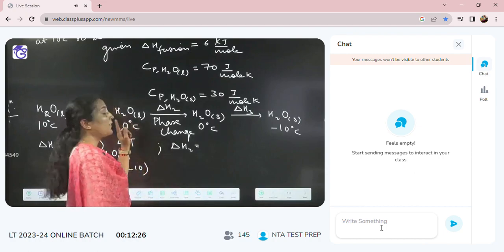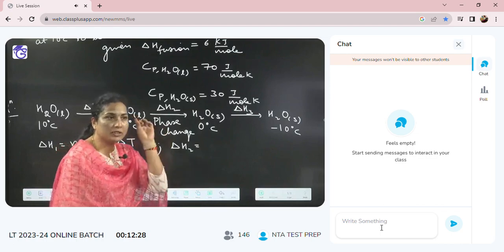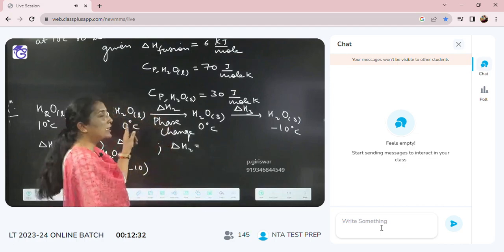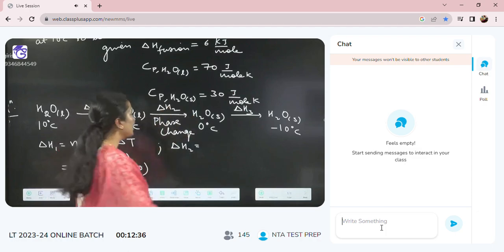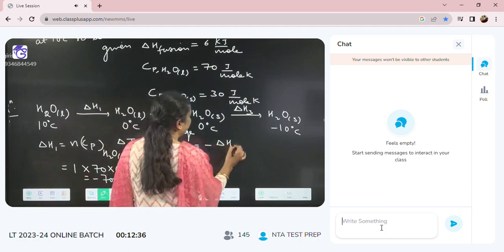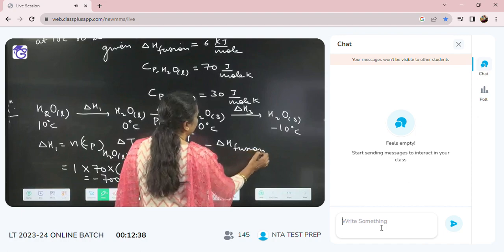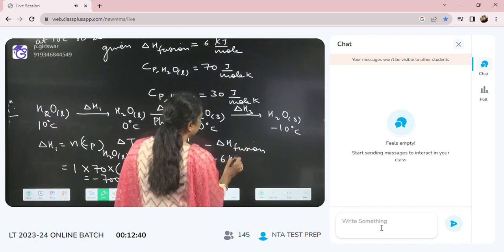So here you have solid to liquid as fusion, which is melting. Now are we going in that direction or opposite to that? We are doing liquid to solid. So can I write this as minus delta H of fusion? So I'll write this as minus 6 kilojoule per mole.